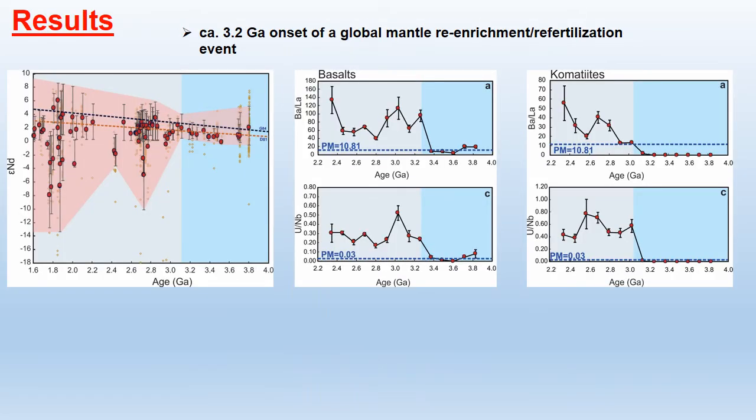What we exactly did, and what we found in the result for this figure, is that after around 3.2 to 3 Ga, there is a major change in epsilon neodymium composition going in the negative direction. This means we started to have some recycling of continental crustal material. At the same time, we're tracking some ratios like barium/lanthanum and uranium/niobium in basaltic and komatiitic rocks. We found the same significant change around 3.3 in basaltic rocks, and in komatiitic rocks around 3.1.